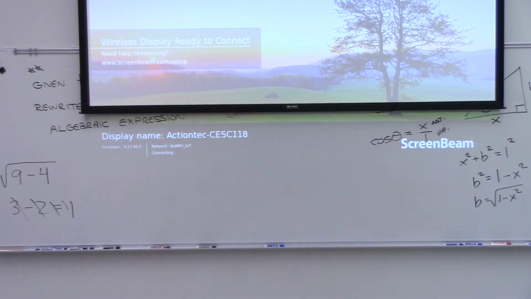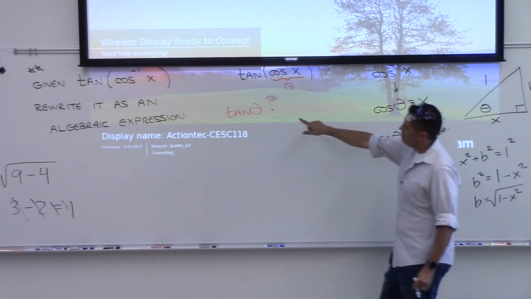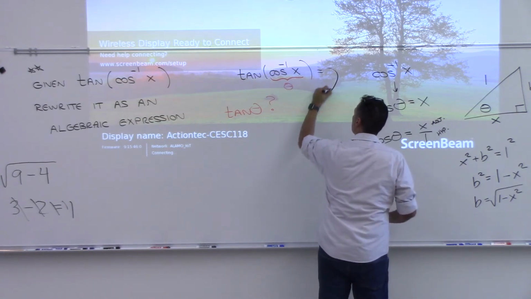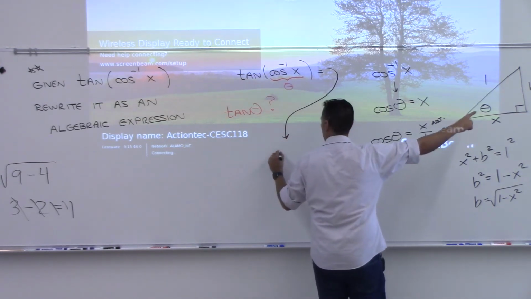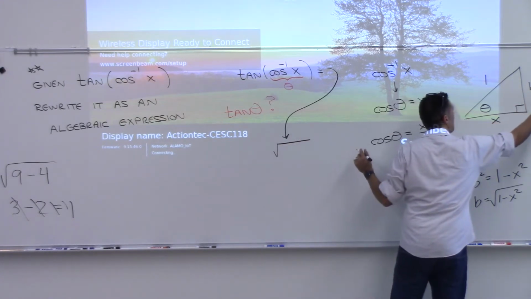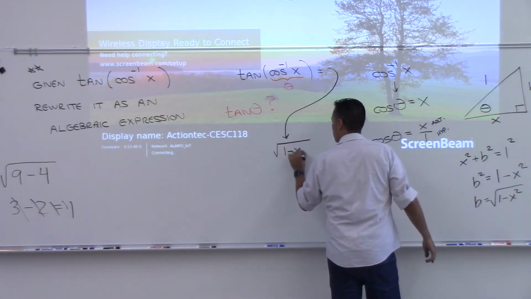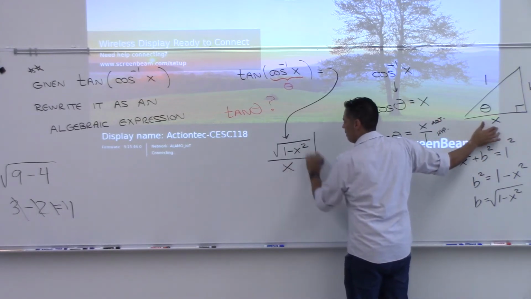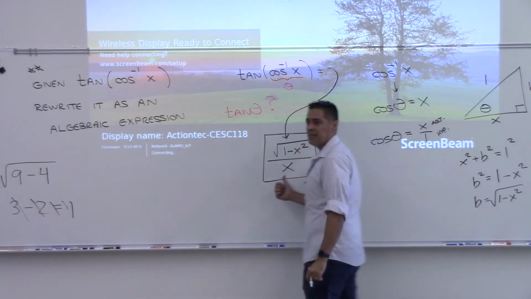Okay, we have this side, right? What are we looking for? Tangent. So what we're saying is that this is equal to tangent, which is the opposite over the adjacent. That's the algebraic expression.